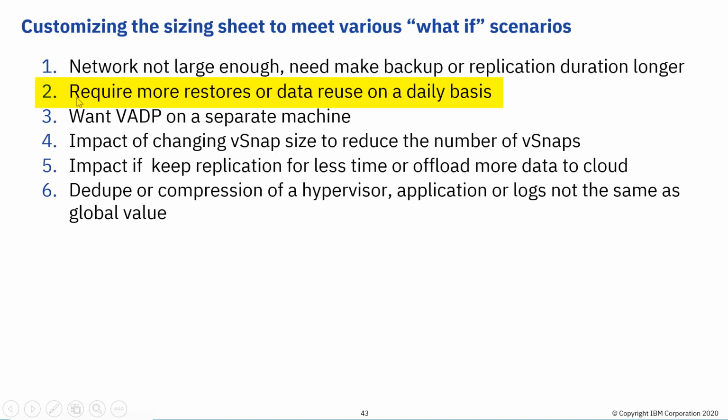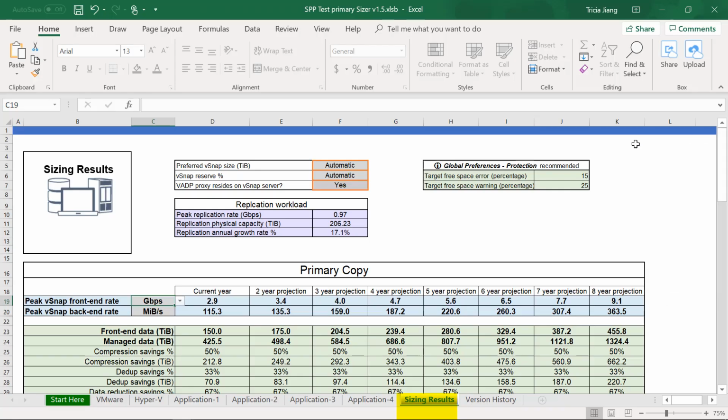Let's look at the second example where we might require more restores or data reuse on a daily basis. So back in the sizing sheet for the primary, if you think you're going to be doing more than an average number of data restores or data reuse on a daily basis, taking this automatic VSnap reserve might not be sufficient enough. This automatic parameter in this case chose 15% as our target free space.